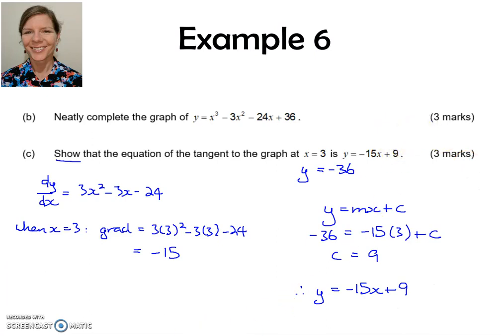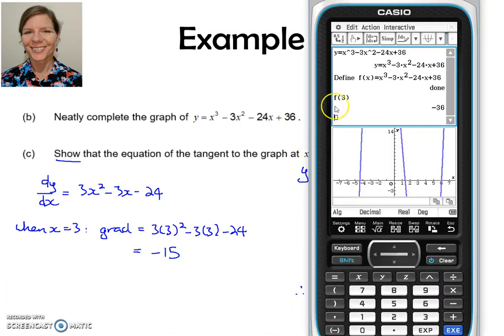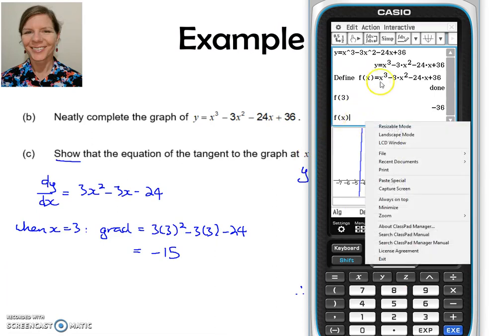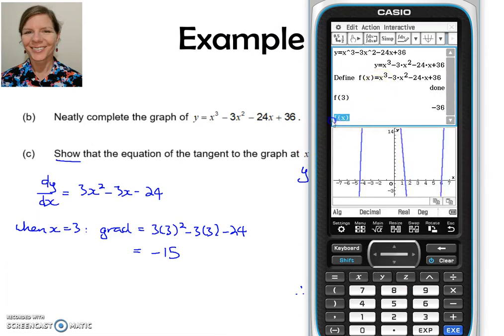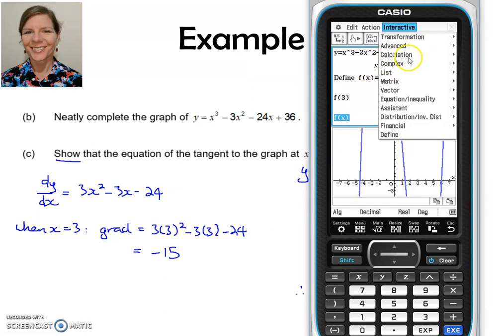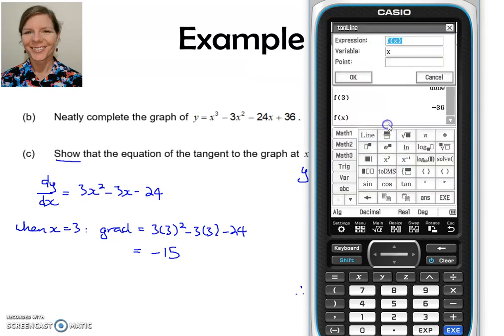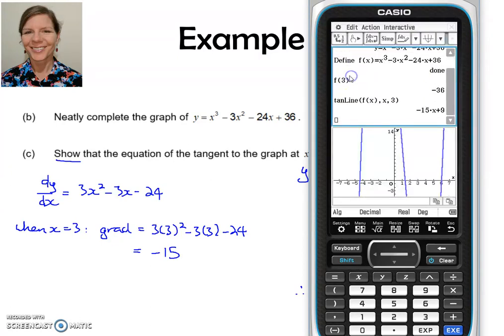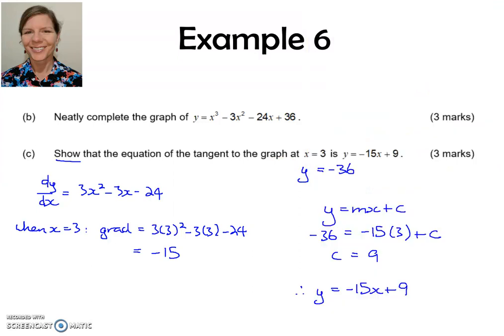And of course you can confirm that on your ClassPad again by going to f of x and doing our tangent line. So interactive, calculation, tangent line, and x equals 3. Yep, minus 15x plus 9. So we've proved it as given. We've shown it on the ClassPad as well, just to satisfy ourselves, and therefore you've pretty much covered all bases.